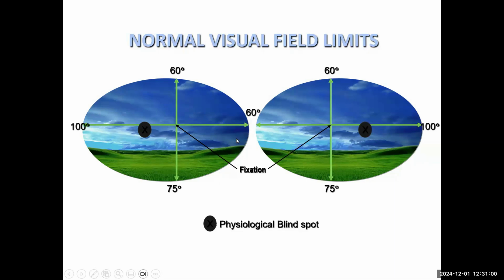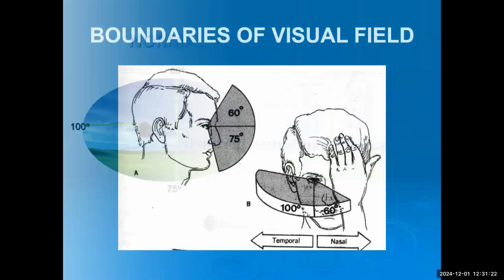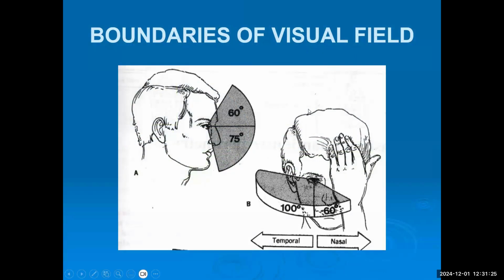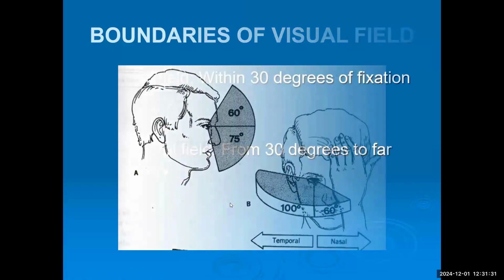As you can see, normally nasally and superiorly it will be about 60 degrees. Inferiorly about 75 degrees. Temporally, since we don't have the nose obstructing, and also there is larger retina, we have more temporal vision. Now when I'm looking straight, I can see almost till here, 100 degrees, whereas nasally we'll be able to see lesser. The same thing is depicted in this picture, wherein superiorly and inferiorly it is 60 and 75, and nasally and temporally in this way.